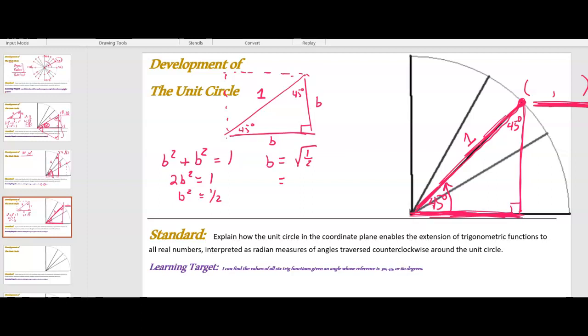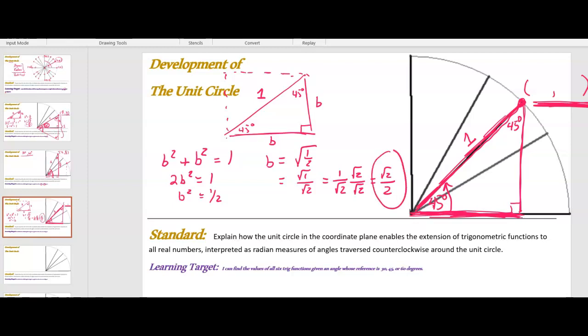So the square root of 1/2 is the square root of 1 over the square root of 2, which is just 1 over the square root of 2, but then I have to rationalize. 1 times the square root of 2 is the square root of 2. Root 2 times root 2 is 2.